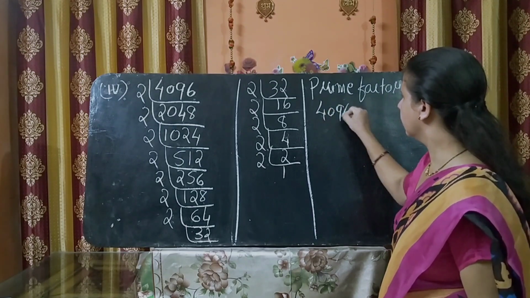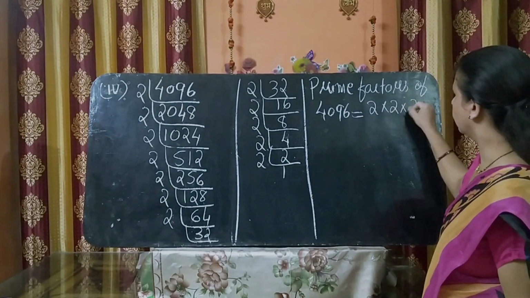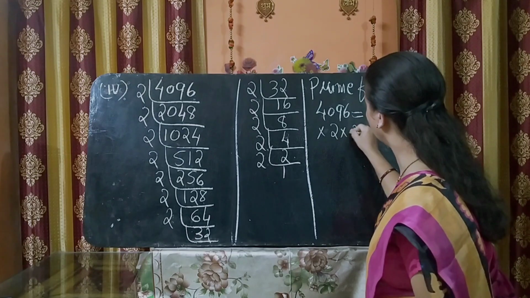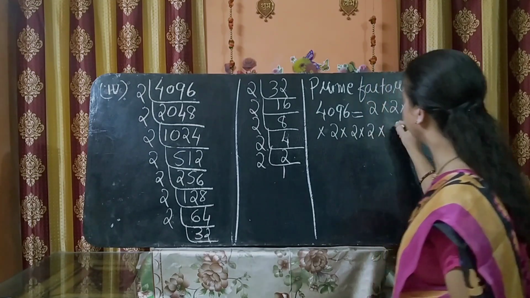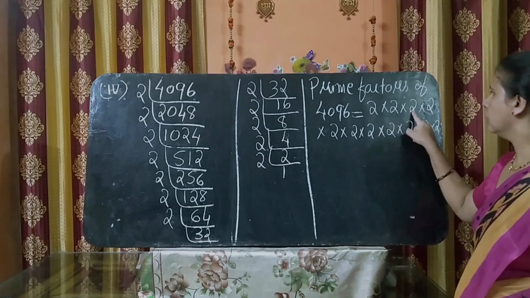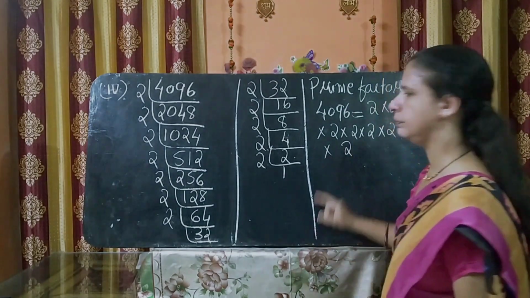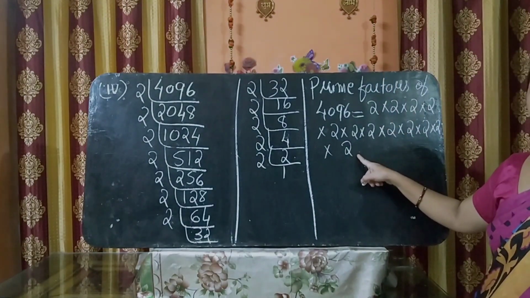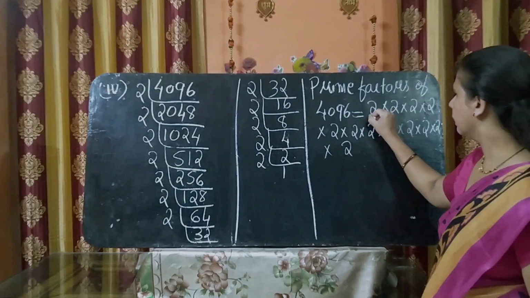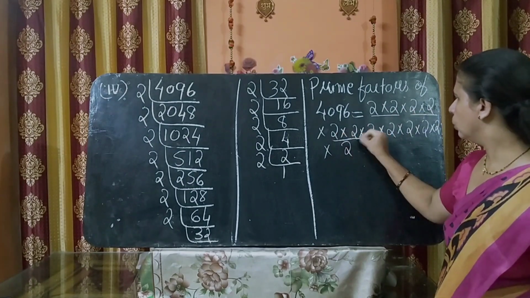Prime factors of 4096 equals 2 into 2 into 2 into 2 into 2 into 2 into 2 into 2 into 2 into 2 into 2 into 2. 3, 6, 9, 12. How many times? 12 times 2's. Then what is the next step? Take the pair and make it as pair. 2, 2, 2.